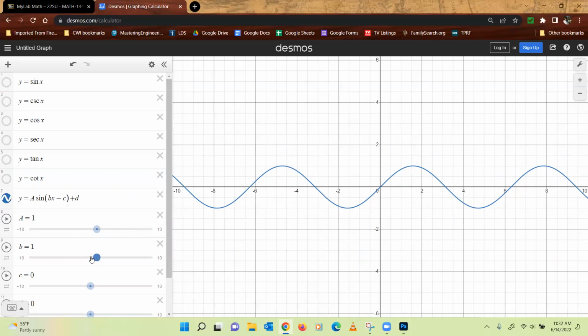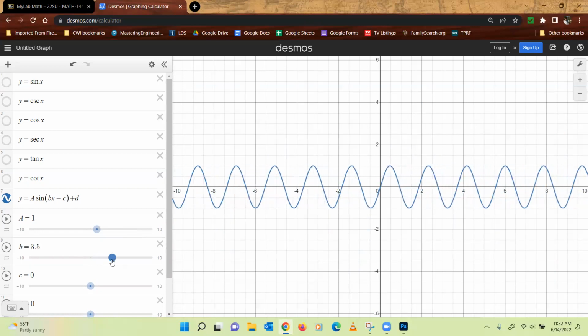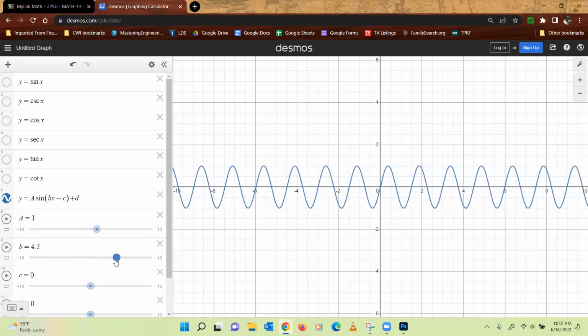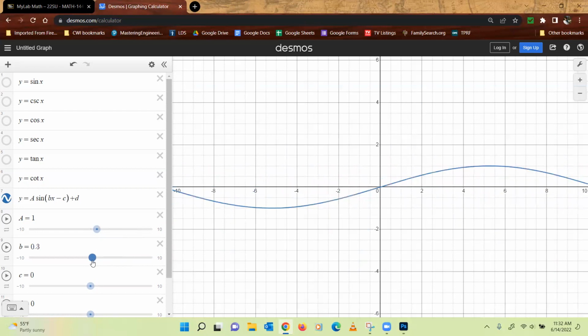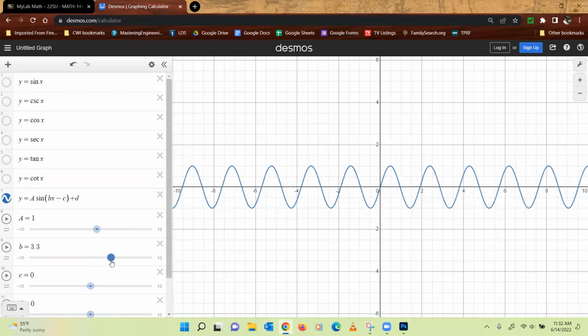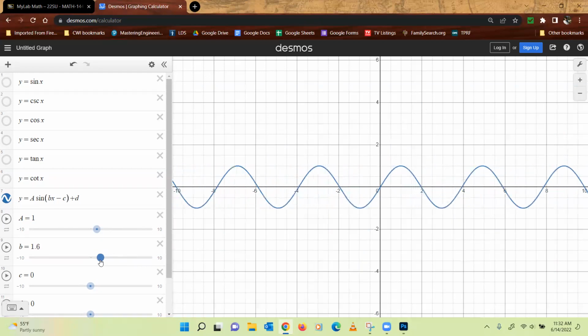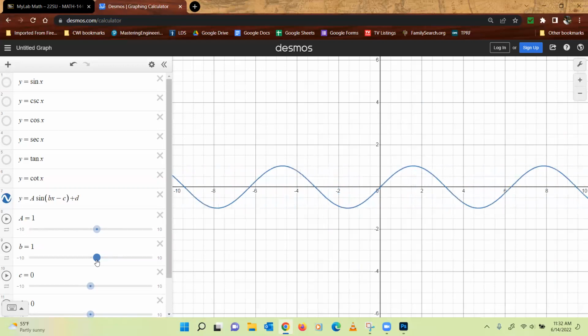B is inside the function. When you multiply inside the function, it is a horizontal stretch or shrink. So if we multiply x by 2, it's coming closer together, so that's affecting our period. The period of the function changes as b increases. As b decreases, again, the period changes, only it elongates. So it's like a horizontal stretch. If the number gets bigger, it's a horizontal shrink, just like we saw in algebra.